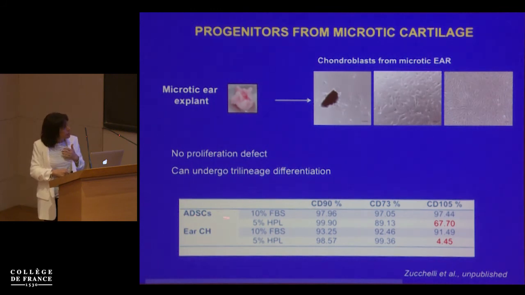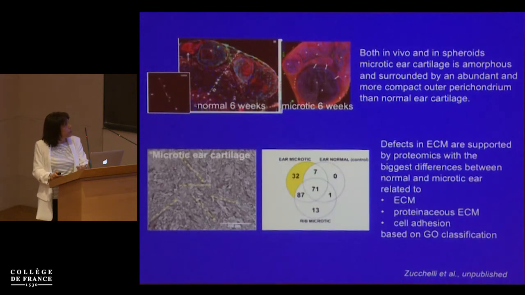And here we compare some of the markers with different culture conditions, because we're trying to get away from animal supplements. And we see that if you are in fetal bovine serum, they are indistinguishable. So they have really a mesenchymal phenotype like the adipose cells. But both adipose and microtic cells change their expression of CD105 when you change the culture medium. This does not seem to affect the trilineage differentiation, at least for bone and cartilage. We don't know yet about the epithelium.